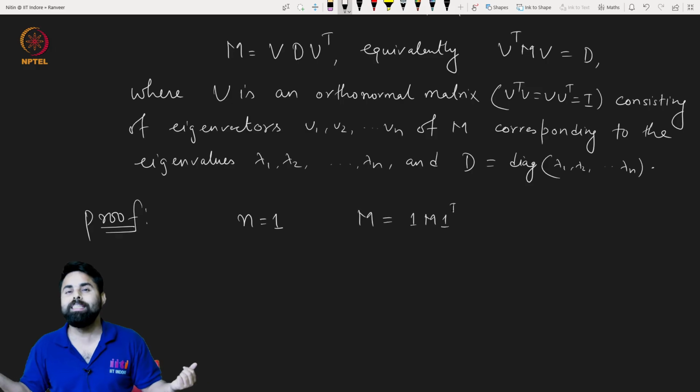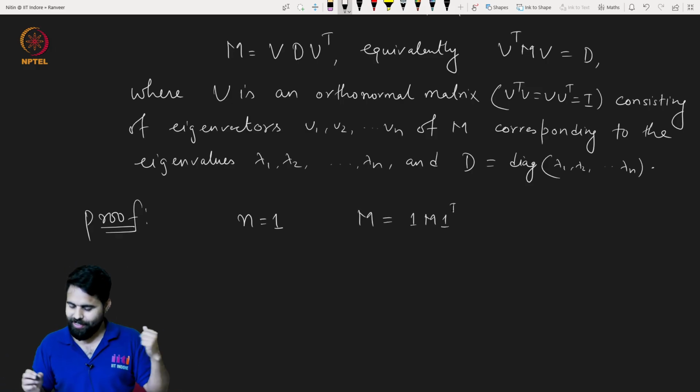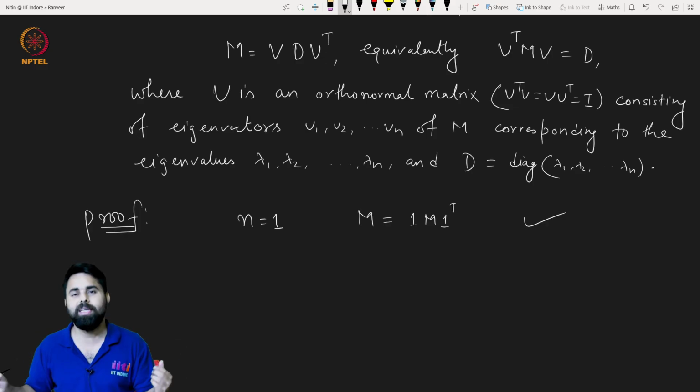Again, M is D. There is just one entry, a diagonal entry, and one transpose. Very good. Results pass. This base test is passed.